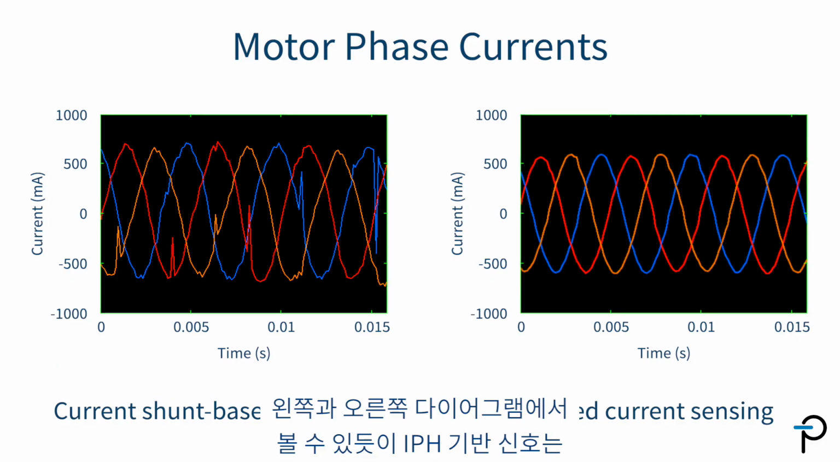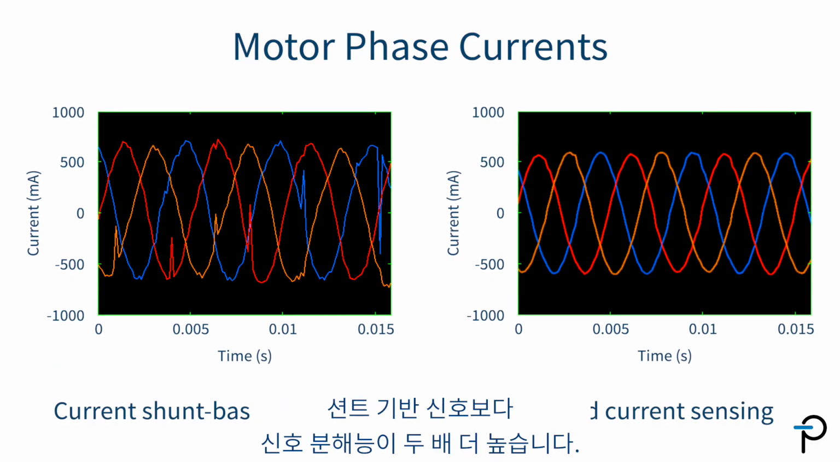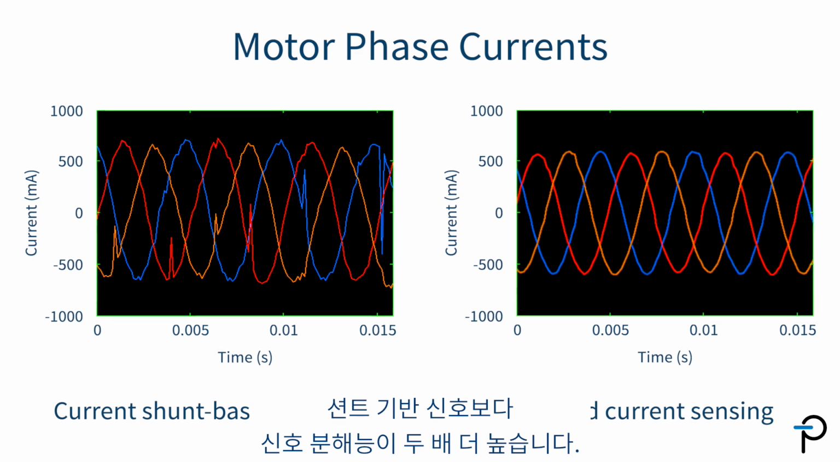As you can see from the left and right diagrams, the IPH-based signal would have 2 times the signal resolution of the shunt-based signal. This improvement in the quality of the current information with IPH-based sensing resulted in improved system efficiency and a simpler predictive maintenance model with higher accuracy.